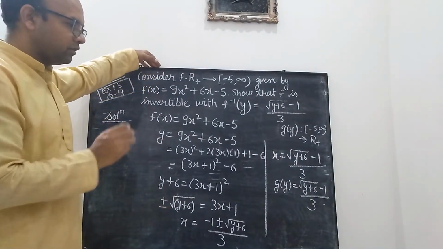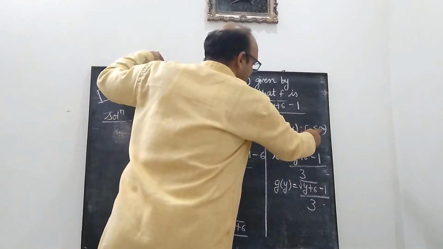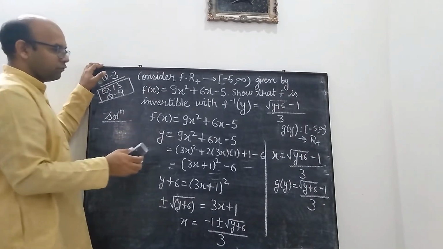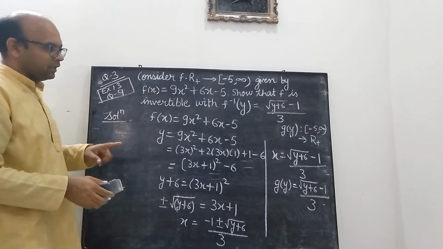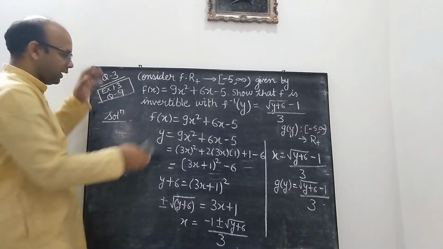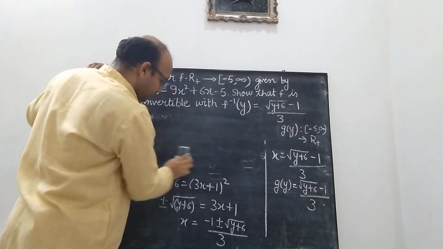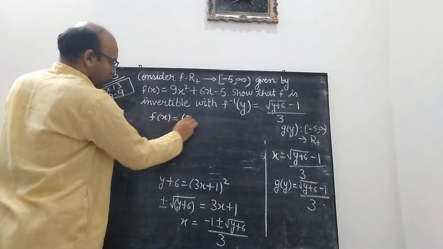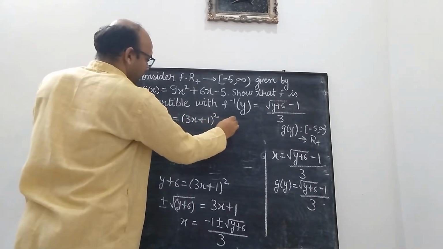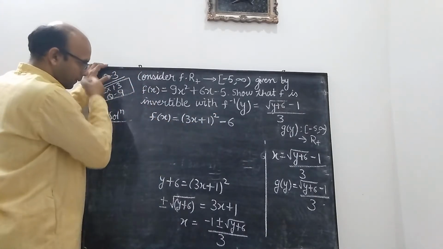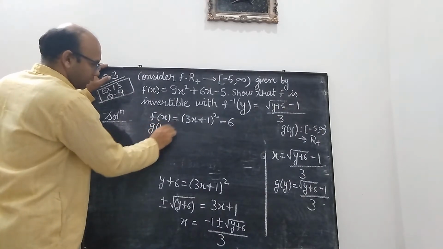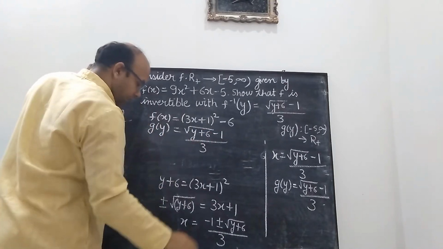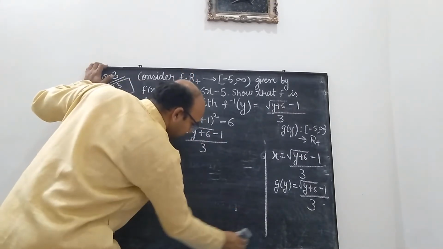We have found the function g of y defined from the semi-closed interval [-5, infinity) to R plus. Now what we just have to show is that g o f of x is equal to x and f o g of y is equal to y. This is the definition we will be using. f(x) is equal to (3x plus 1) whole square minus 6, and g of y is root of y plus 6 minus 1 by 3. So these are the two functions we are dealing with.